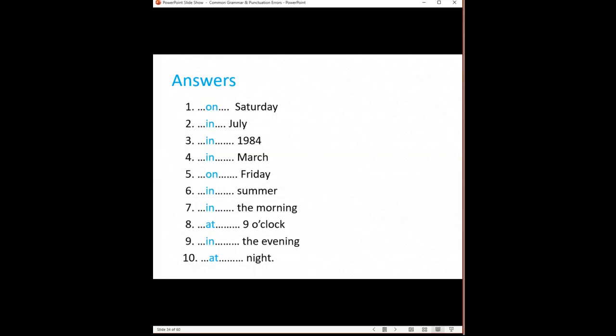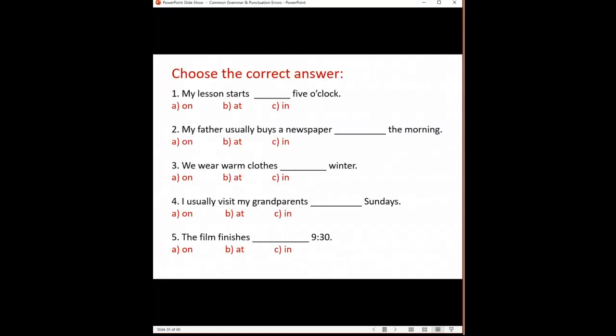Okay. So these are the prepositions we use with time. With days, we use on, and you notice that we use in with months and years. Summer also we use in. The morning and the evening we use in. When I have a clock or a certain time, 9 o'clock, we say at, and also night we use at. Okay, so I want you to check yourself with the correct answers. My lesson starts 5 o'clock.